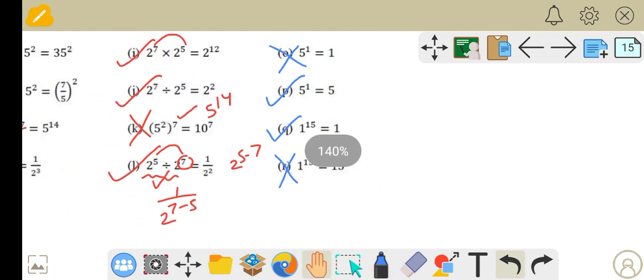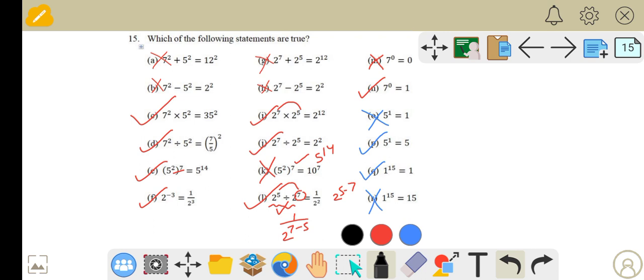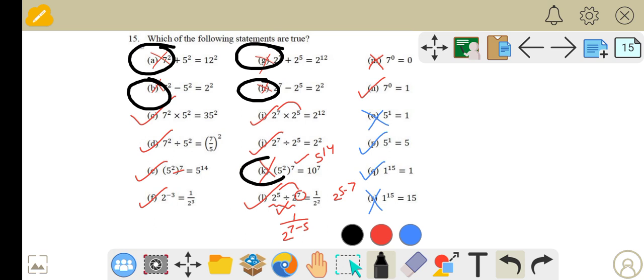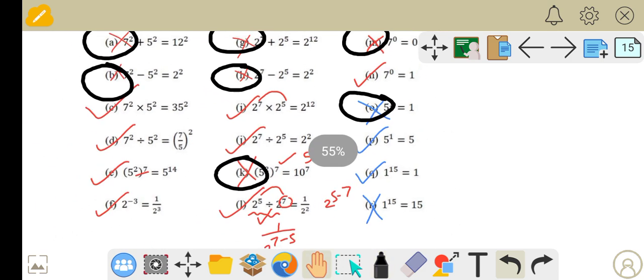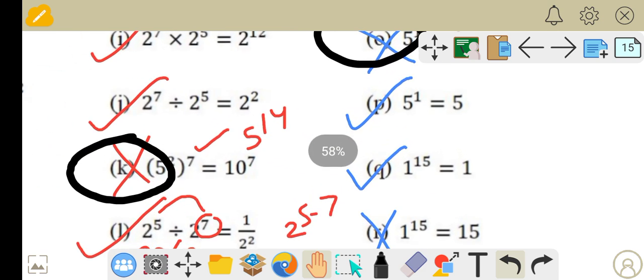So we have solved all the questions. Total wrong options: A, B, G, H, K, M, O, and R.